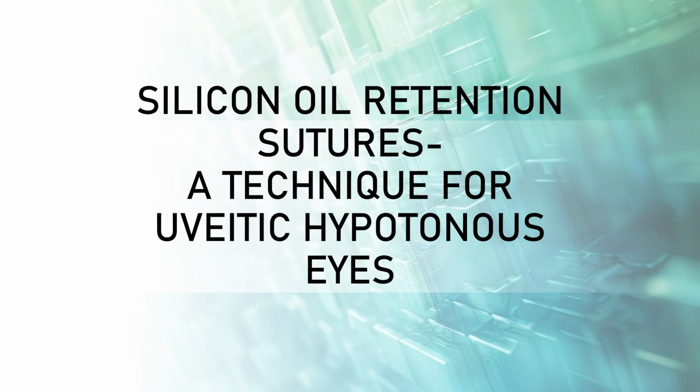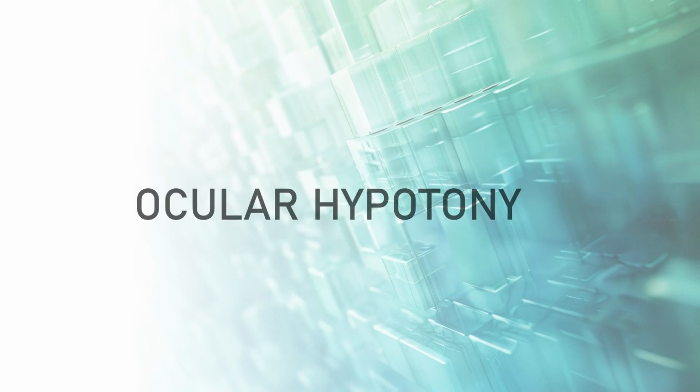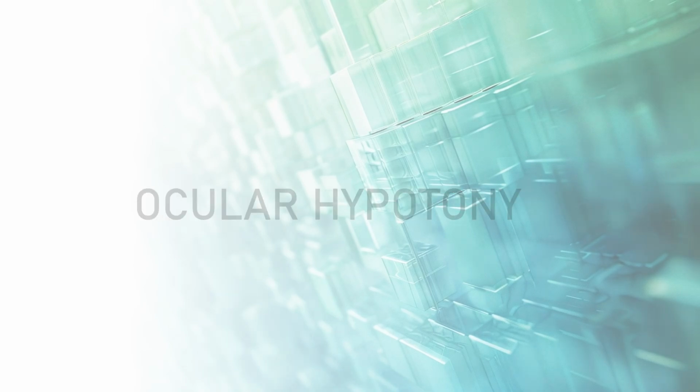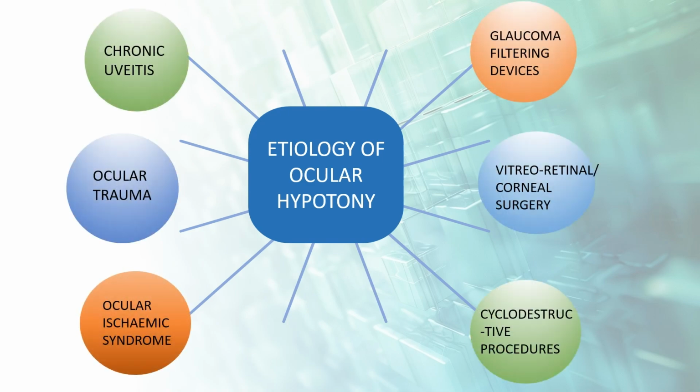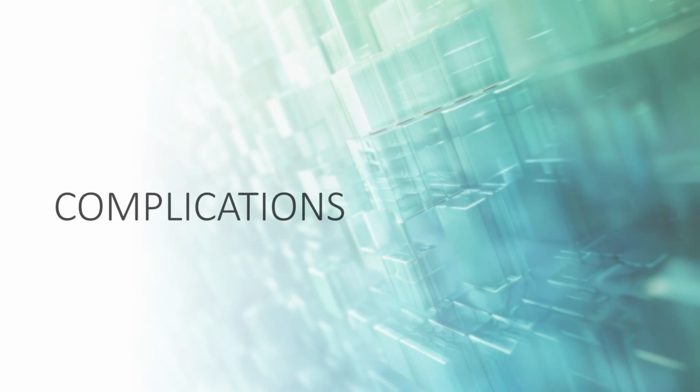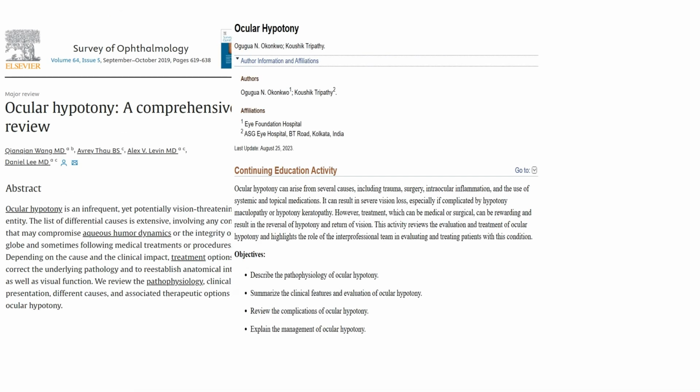The following video is a case presentation on silicone oil retention suture technique for uveitic hypotonous eyes. Ocular hypotony is defined as intraocular pressure less than 5 mm of mercury. There are multiple causes leading to ocular hypotony, most commonly being ocular trauma, chronic uveitis, and intraocular surgeries. Ocular hypotony poses a challenge both in terms of medical and surgical management.